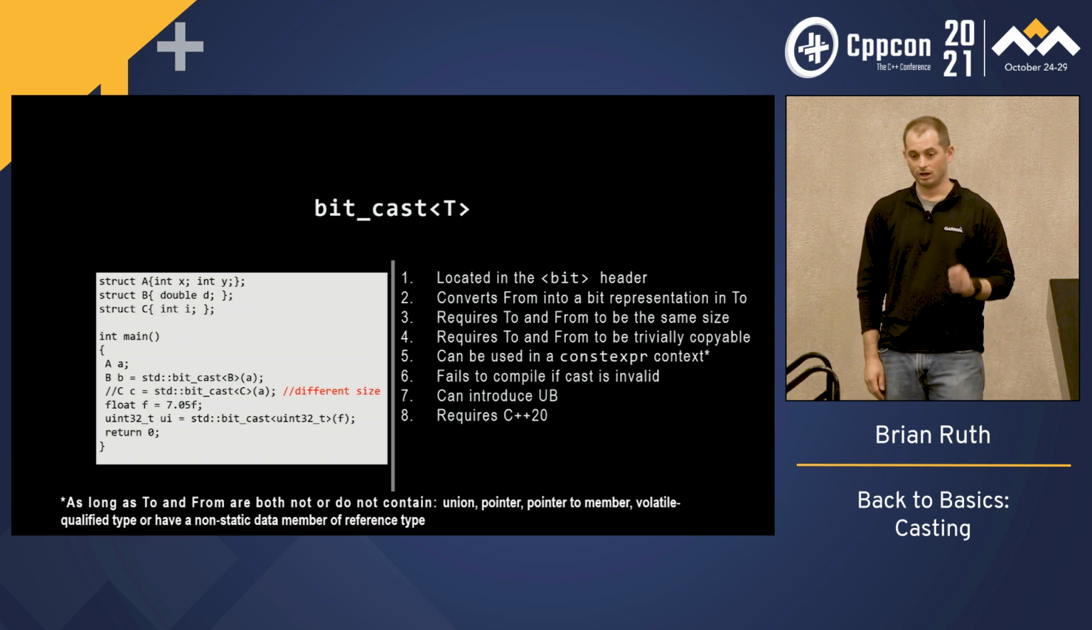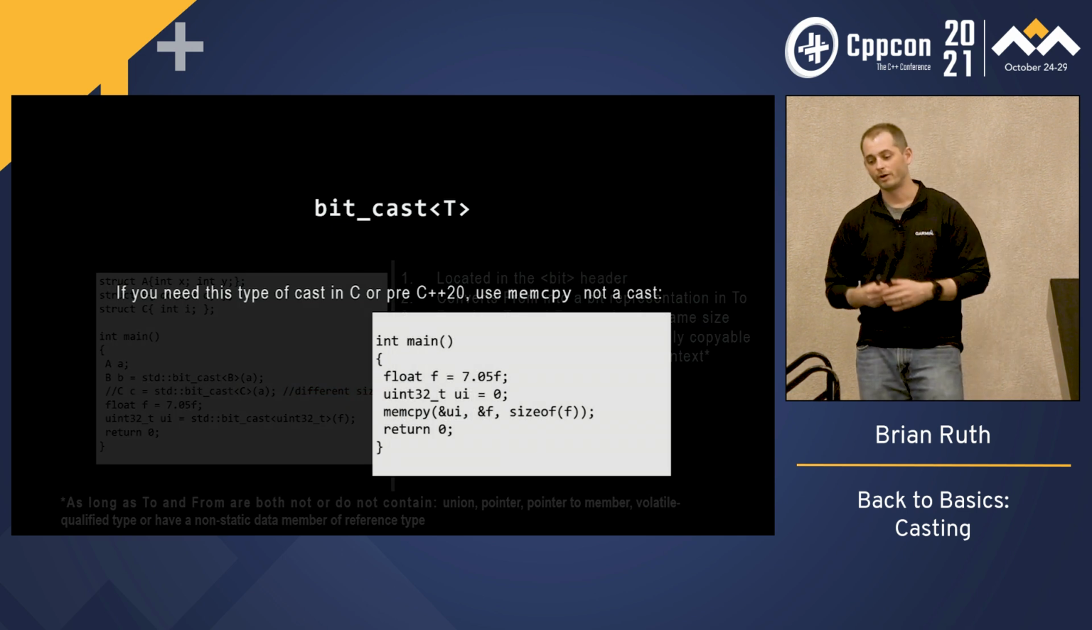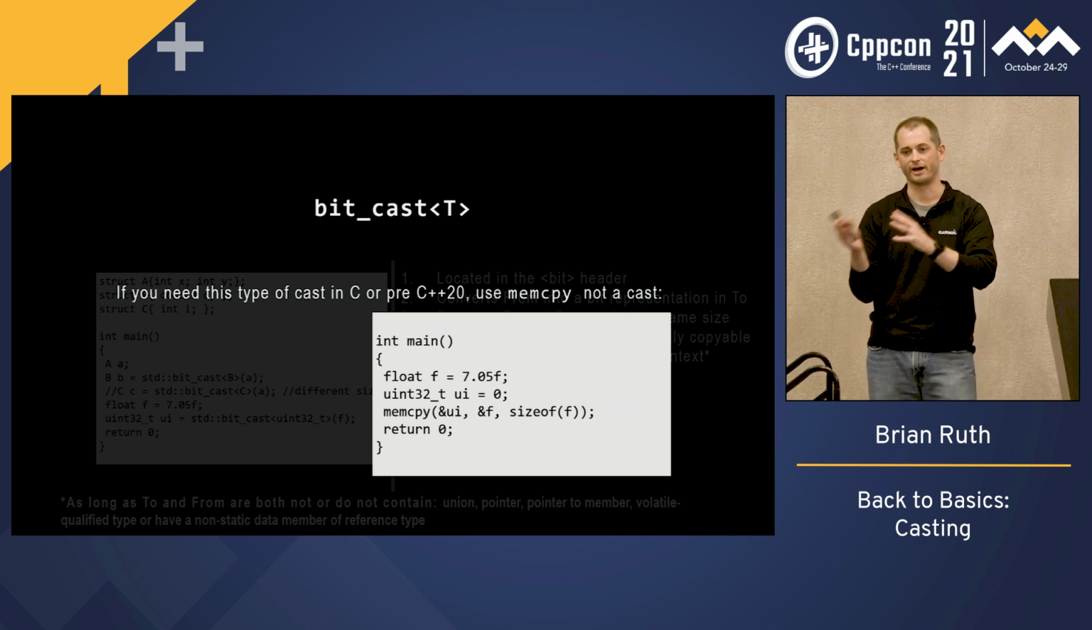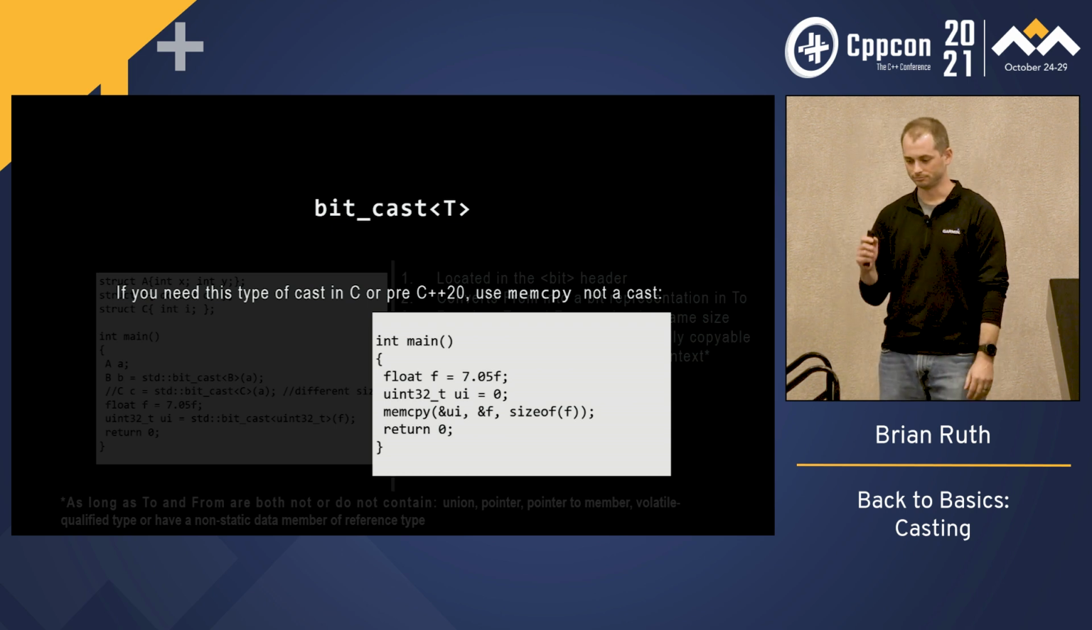If you don't have C++20 or you're using C, the canonical way to go about doing this is to use a memcpy. You do not want to use a cast to go back and forth, even in C, because you can run into that type aliasing rule.